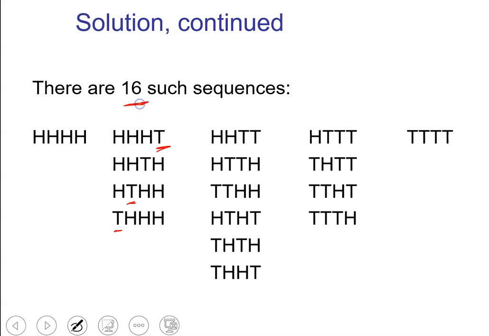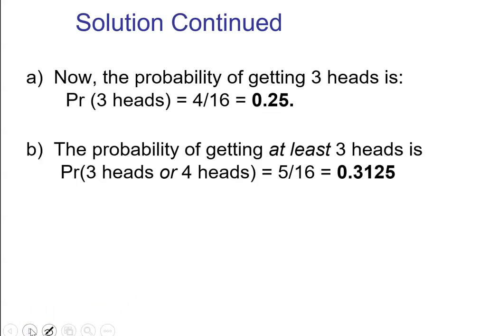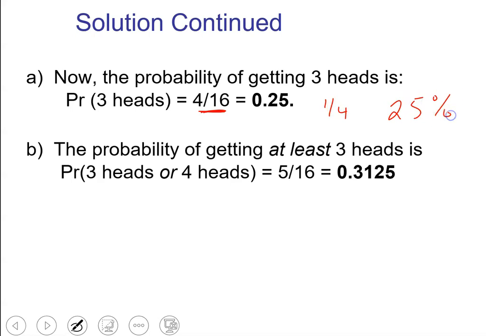There are 16 total situations where this is happening. So if we're trying to find the probability of getting exactly 3 heads, where does that occur? That is happening here, where we have 3 of them. So we have 4 of them out of a total of 16, so 25% or 0.25. Again, I would take 1/4 as an answer. I would take 25% as an answer. All of those would be fine.